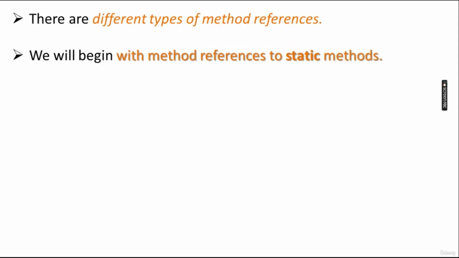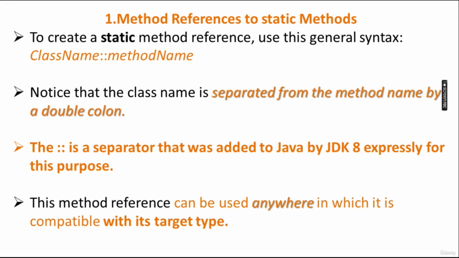There are different types of method references. We will begin with method references to static methods. First is method references to static methods. To create a static method reference: class name, scope resolution operator, method name.